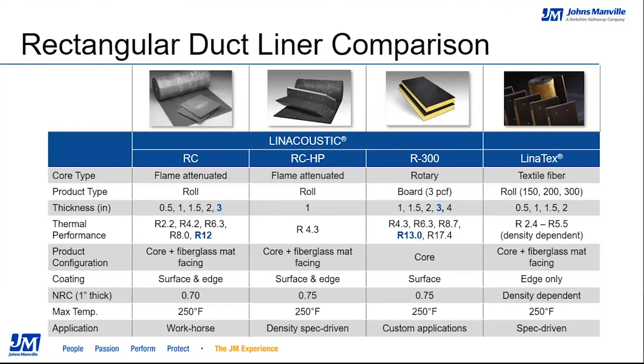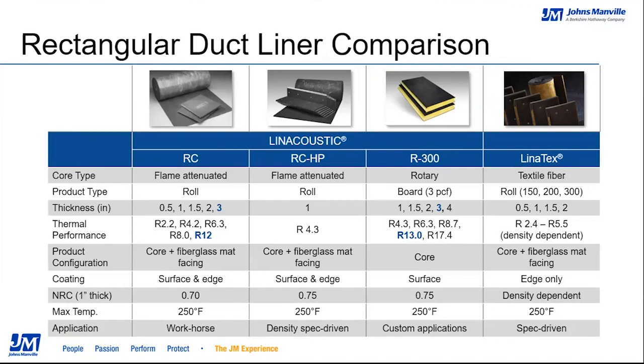It gives us great density distribution, and it's something that we've really hung our hat on for a long time within the duct liner product line. RC material comes in a roll, just as you see in the photo, and we make thicknesses from 1/2 inch all the way up to 3 inches. And the thermal performance, or your R value, the resistance to heat flow basically, ties into each thickness. So 1/2 inch is R2.2, 1 inch is R4.2, and so on.